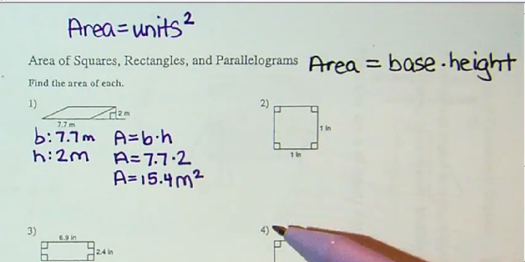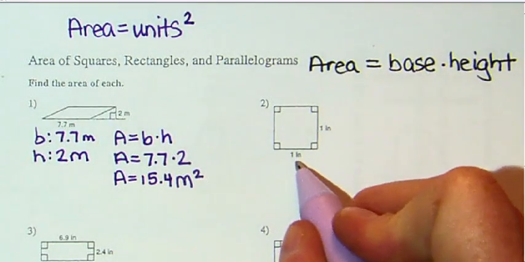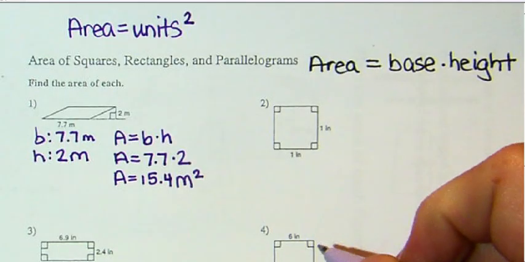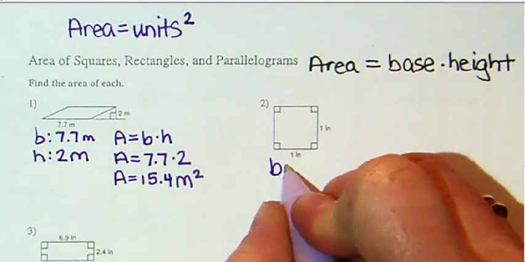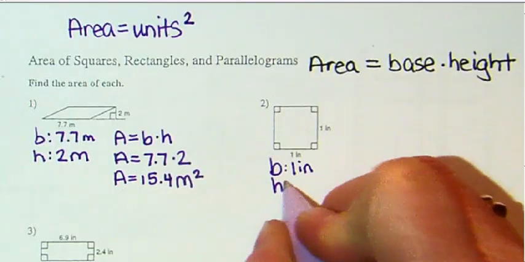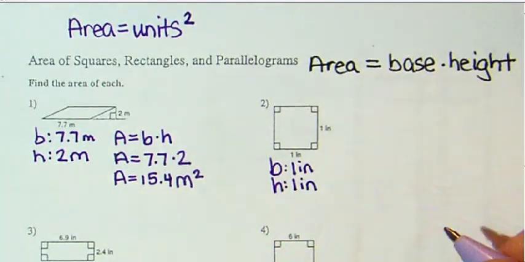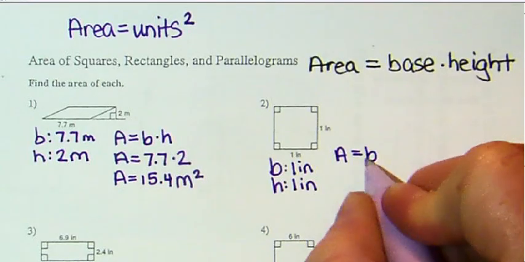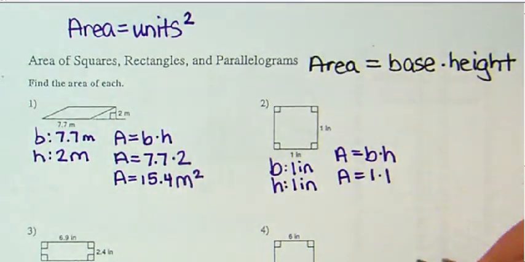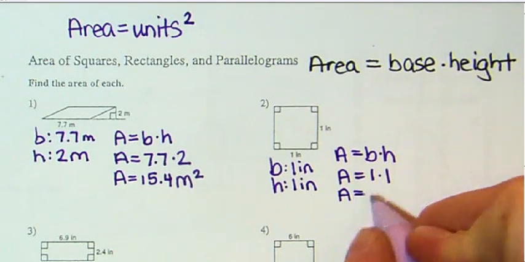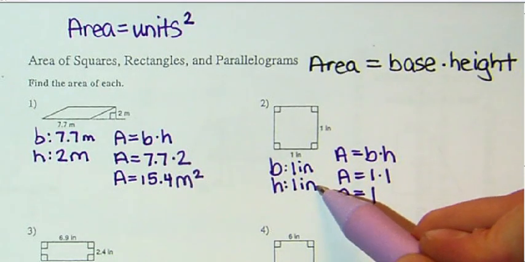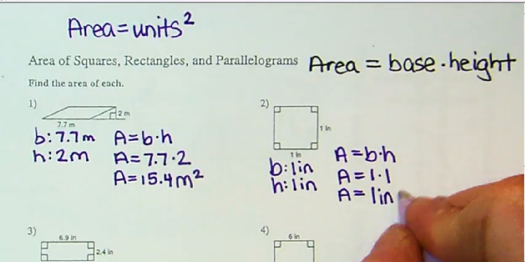All right, number 2, we have a square. Notice I know this is a square because my base and my height are exactly the same. Your base is 1 inch. Your height is 1 inch. Your area is base times height. So your area is 1 times 1. But remember, even though your answer to your area problem is 1, you multiplied inches times inches, so you have inches squared.